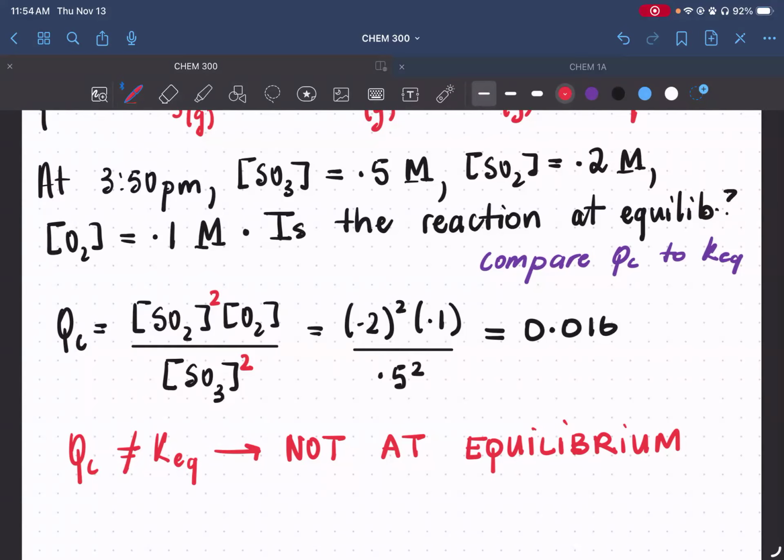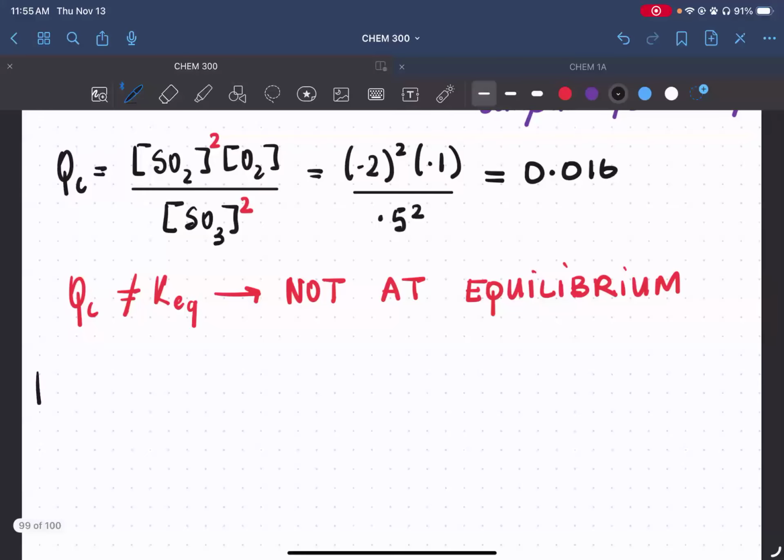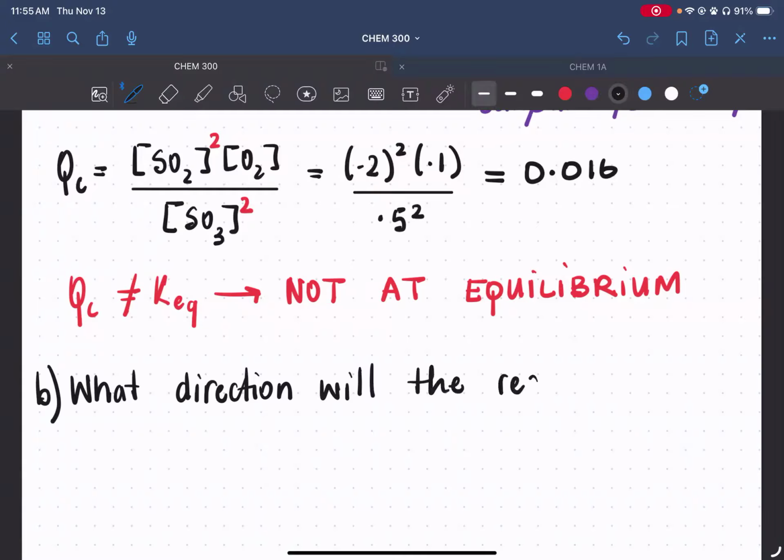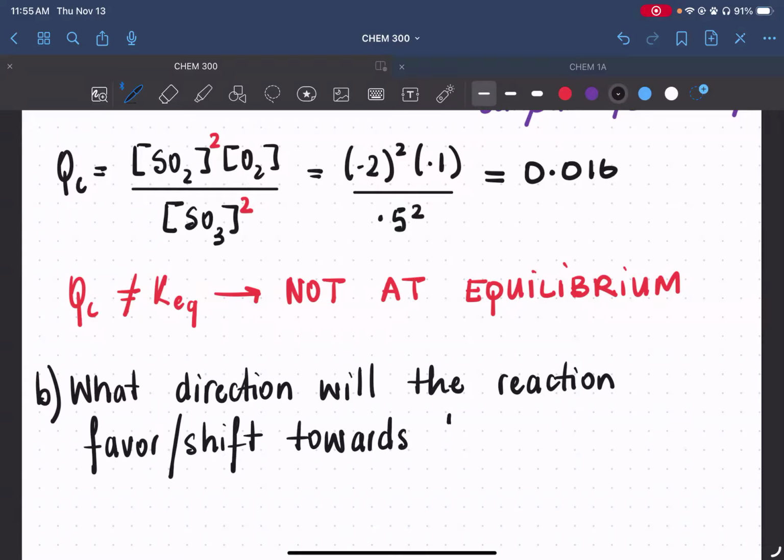You see, the thing about equilibrium is every reaction wants to be at equilibrium. That's that dynamic equilibrium we're talking about, that state where the rates are the same. It's nice and stable. So the next question is, what direction will the reaction favor, or shift towards, to establish equilibrium?